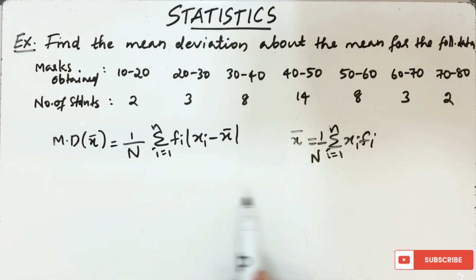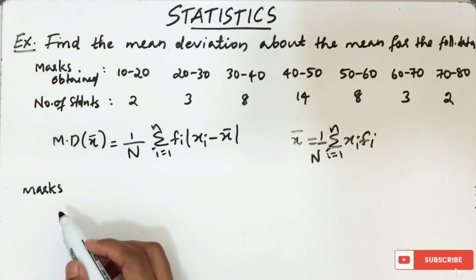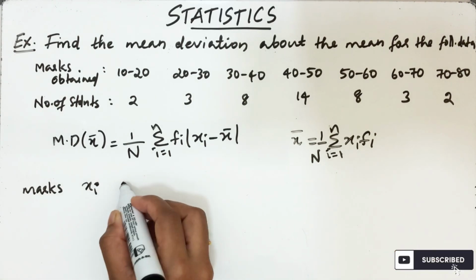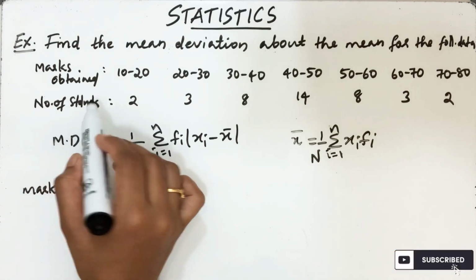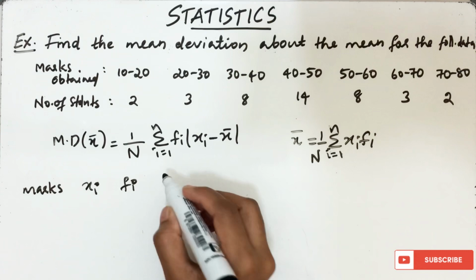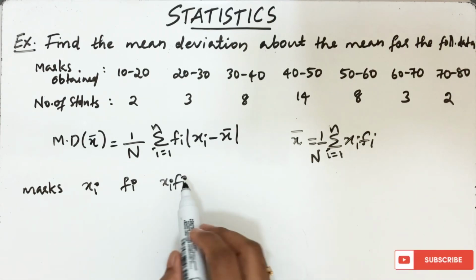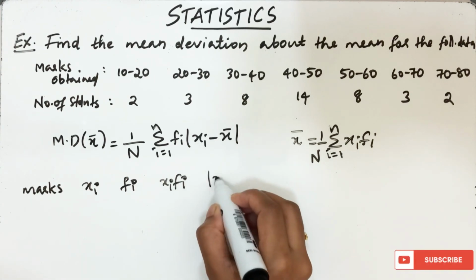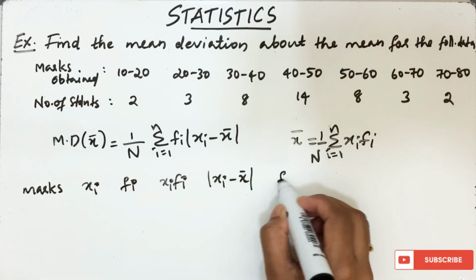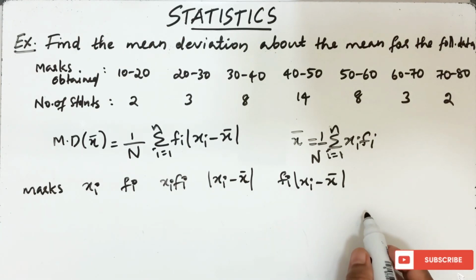So we can make the table. First we write the marks that are given here. From this we write xi, that is the midpoint. Fi is the frequency given here, the number of students. Then we need xi into fi, to find sigma xi into fi, so we write xi into fi in the next column. After getting the mean, we can find mod xi minus x bar, then fi into mod xi minus x bar. So this many columns are enough.